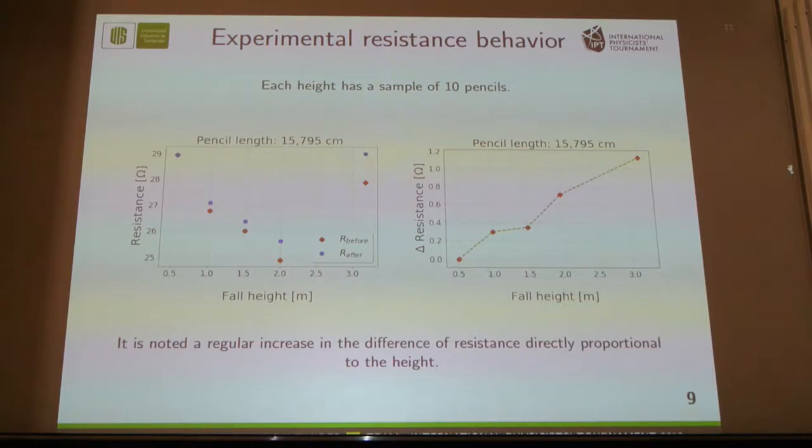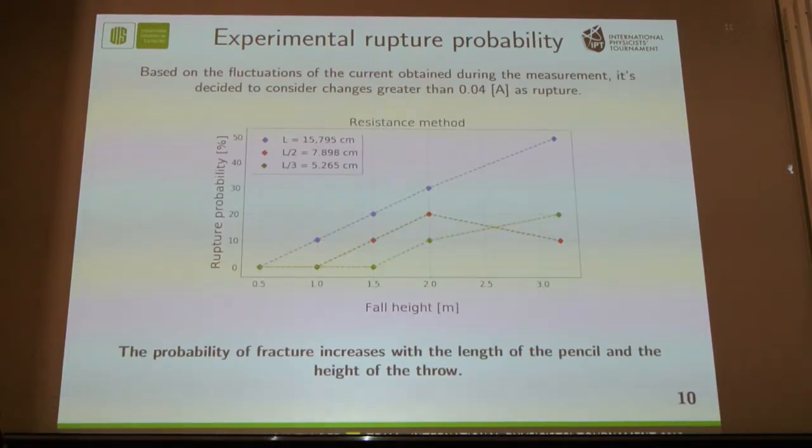We see that the height of the fall went just from 0.5 meter to 3.5 meters, actually a small height. But we see that this behavior is presented not just by the length, but also by the height. So the probability depends on these two parameters, as we expected, and if the length and the height increase, the probability of the breakage increases.